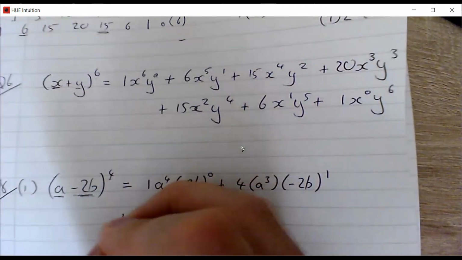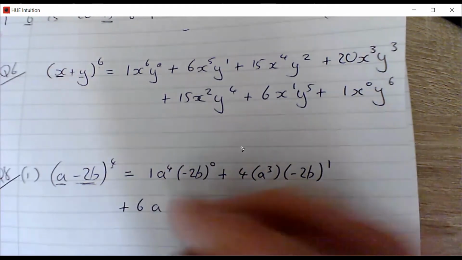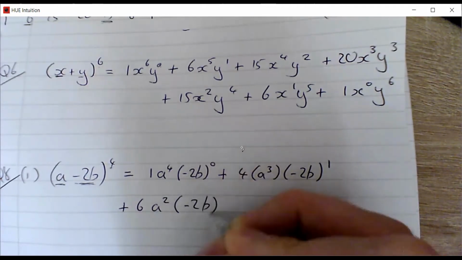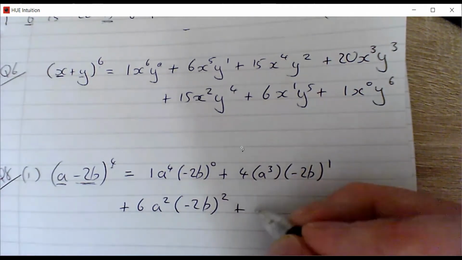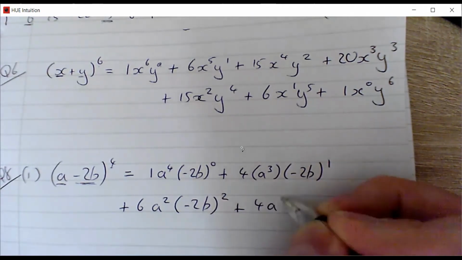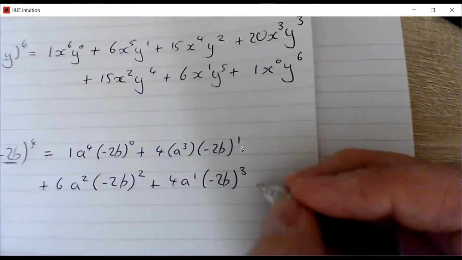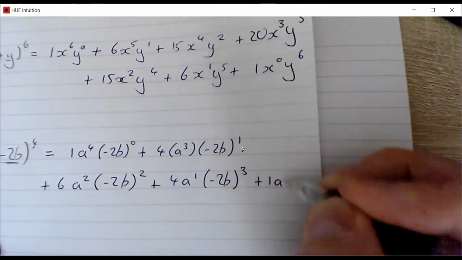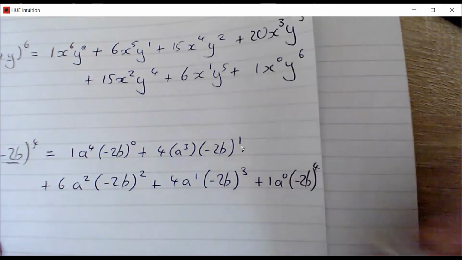plus my next number is going to be a 6, a to the power of 4, 3, 2, negative 2b to the power of 0, 1, 2, plus my next number is going to be a 4, a to the power of 1, negative 2b to the power of 3, and the final one is plus 1 times a to the power of 0, negative 2b to the power of 4.